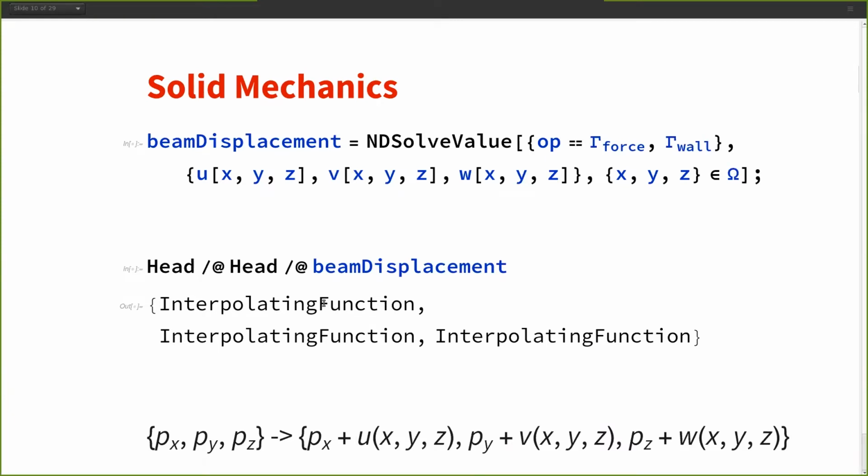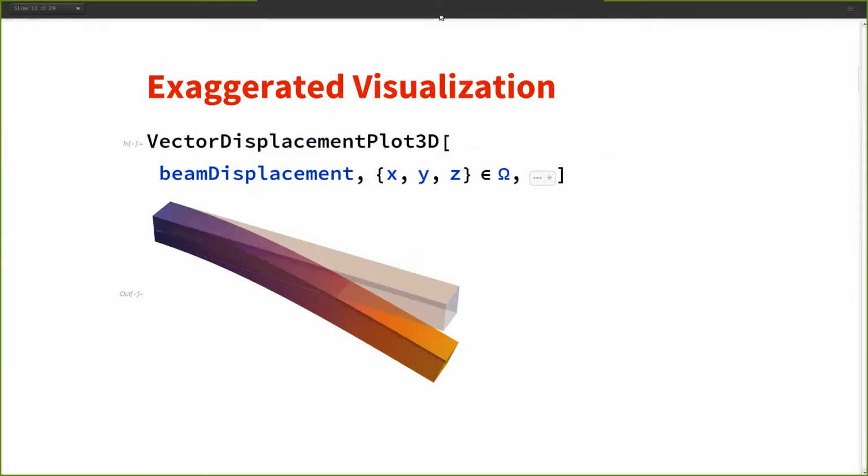NDSolve, as usual, returns 3 interpolating functions. And the solution is, if you imagine a point px, py, pz somewhere in the domain, and if you add the u, v, and w components, that will give you the displacement of the object after the force is applied. So the visualization team added these nice vector displacement plots, and it's very simple now to specify this computed beam displacement, plug it into the vector displacement plot over the geometry, and there you have the exaggerated visualization.